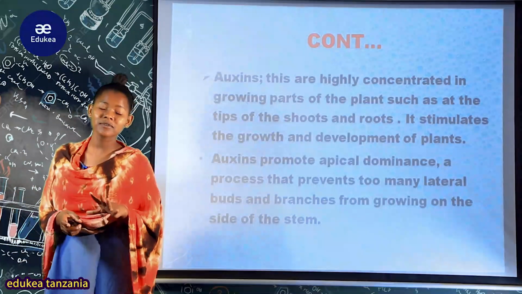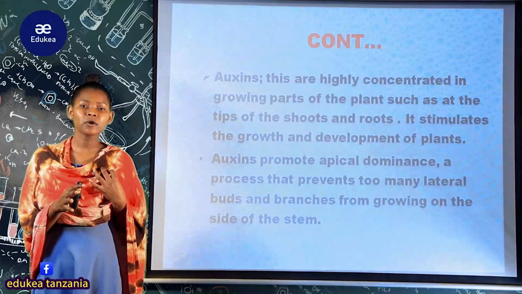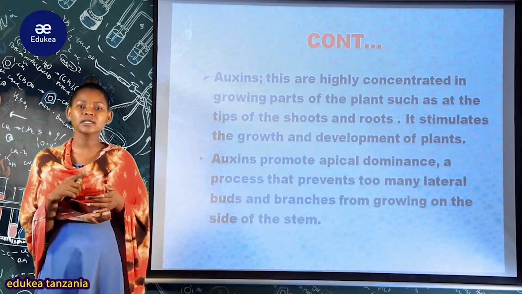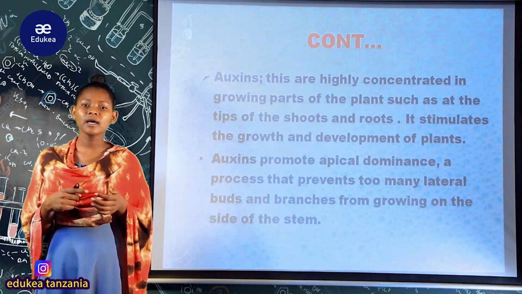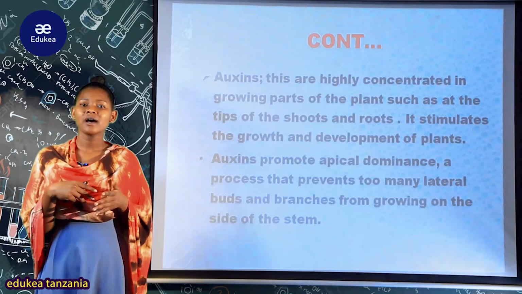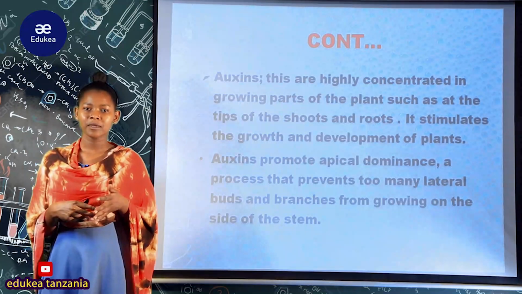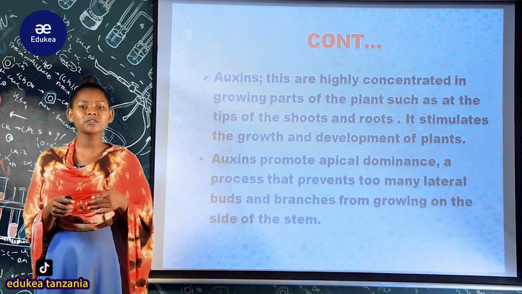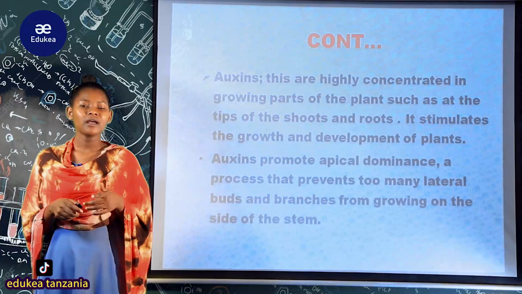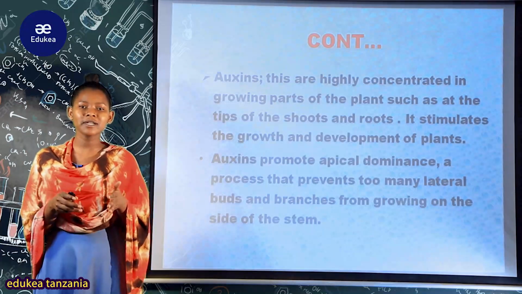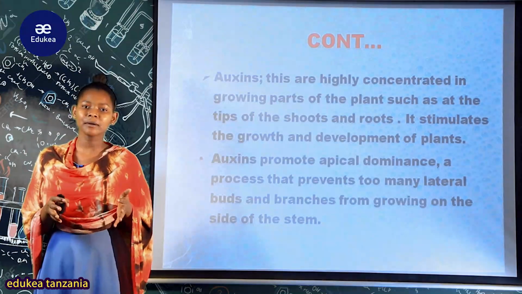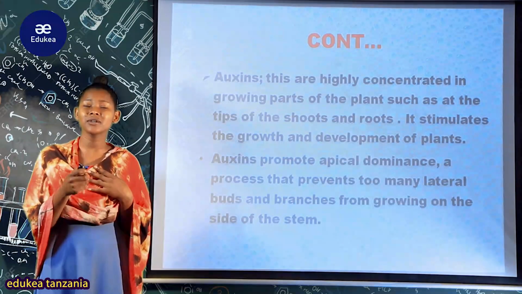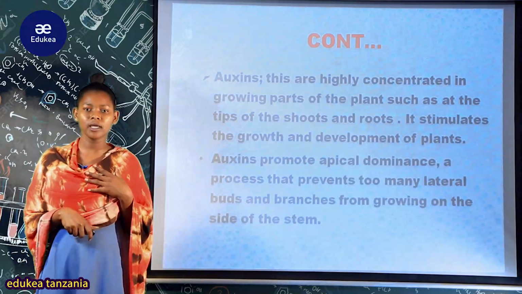Good students, tunavozungumzia auxin hormone. Ni one of the hormones ambazo zinapatikana kwenye mimea kuinitiate growth. And this auxin hormone, they are found at the tips of the shoot and the root. Their main function ni kuprovide elongation ya shoot tip na root tip. Also, wonderful enough, tunaona kwamba auxin hormone ina kitu ambacho kinaitwa apical dominance. Hicho kinasaidia katika kuprevent development ya lateral buds na branches. Kwa sababu the main function ama purpose ya auxin hormone ni kusaidia either elongation toward upward ama downward kwenye soil.